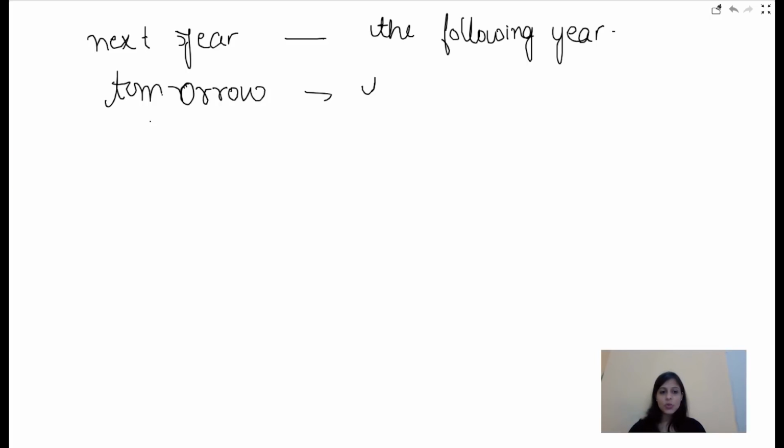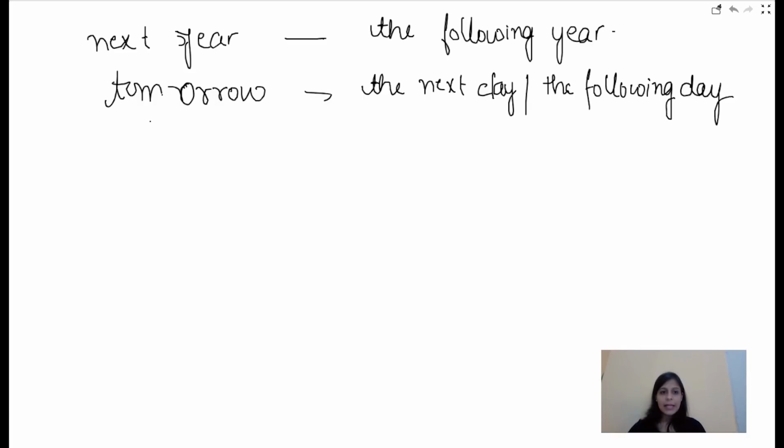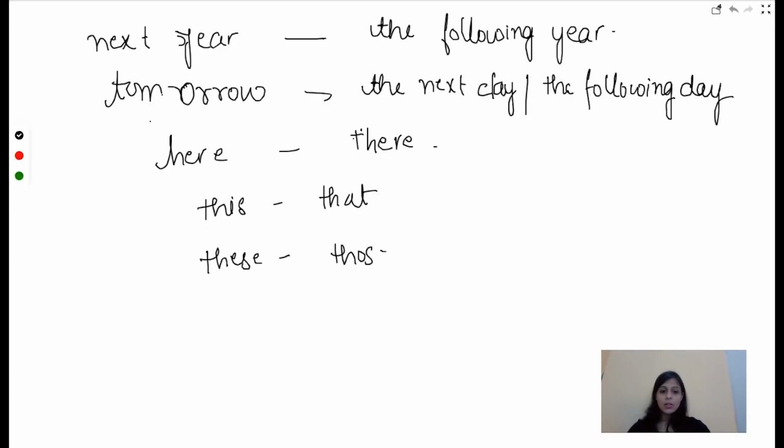It gets changed to the next day, or maybe you can use the following day. Similarly, here gets changed to there. This to that, like I just told you, these to those. So these are some common things that you have to keep in mind when you talk about reported speech.